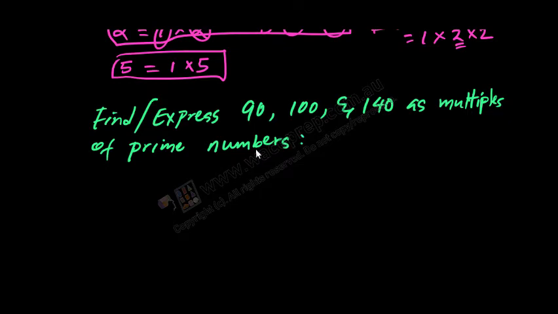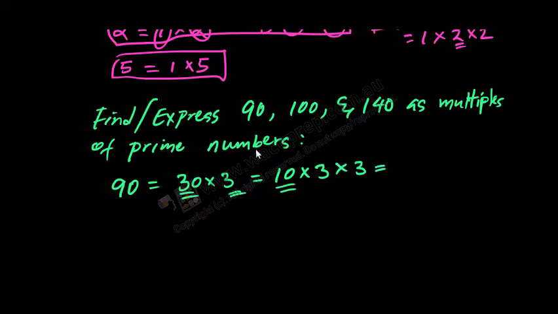Now in this case 90, if we would like to express 90 could be expressed as 30 times 3. Now 30 can be expressed as 10 times 3, and we can leave the other times 3 as it is. Now what about 10? 10 could be expressed as 5 times 2, and we can leave the other two numbers, which is 3 times 3, as 3 squared. So we can see that at this stage each of these number is a prime number. 5, 2 and 3 are all prime numbers. So we have just expressed the number 90 as multiples of prime numbers.